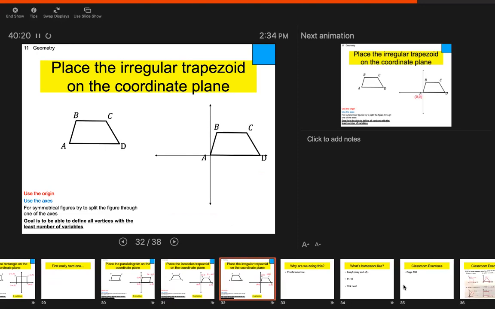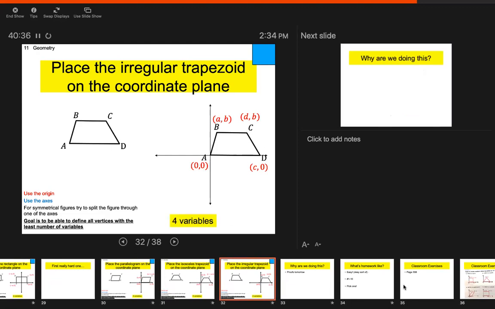I mean, that's pretty much it. A is at 0, 0. B is at A, B. D is at C, comma 0. And where's C? Just D, comma B. And that's all you can do. So, 4 variables. It's not a trapezoid, that one's even worse. You're going to find out there are lots and lots of variables for that one.